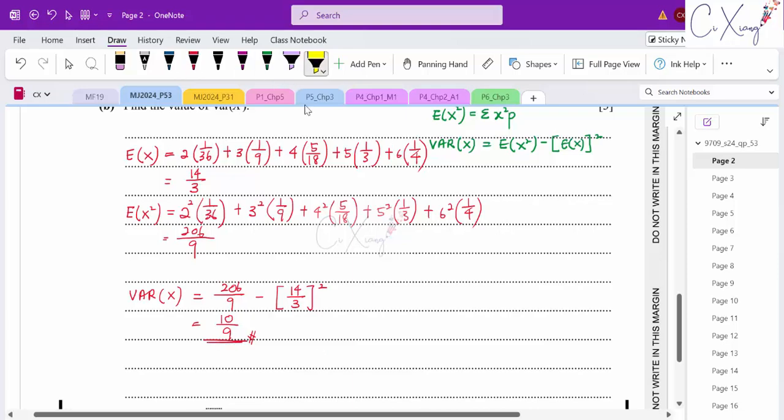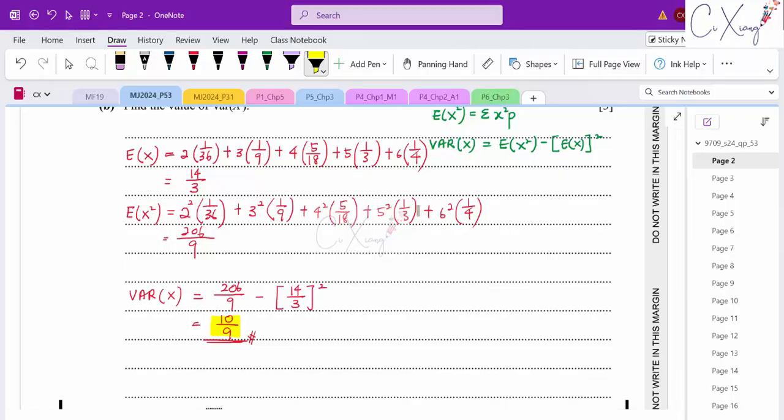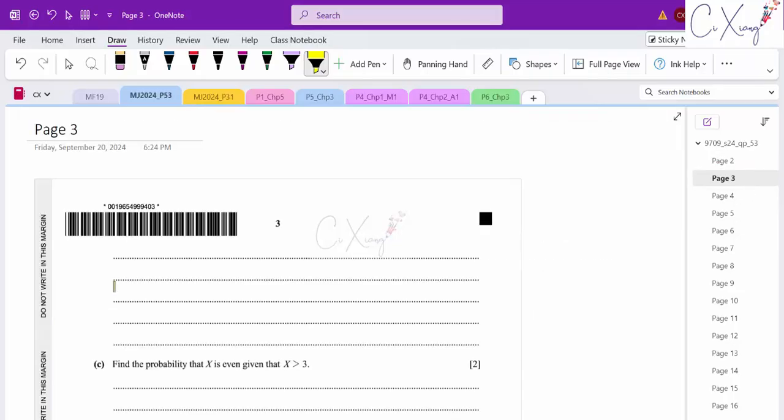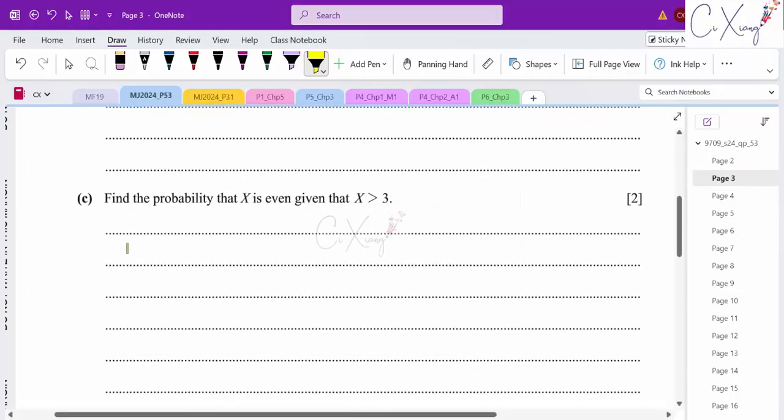Right, so this is how we get the value of the variance x. Alright, then we still have part C here. So let's continue to part C. For part C, they want us to find the probability that x is even, given that x is greater than 3. I need you to highlight the keyword "given that". So this tells us that the question here is conditional probability.